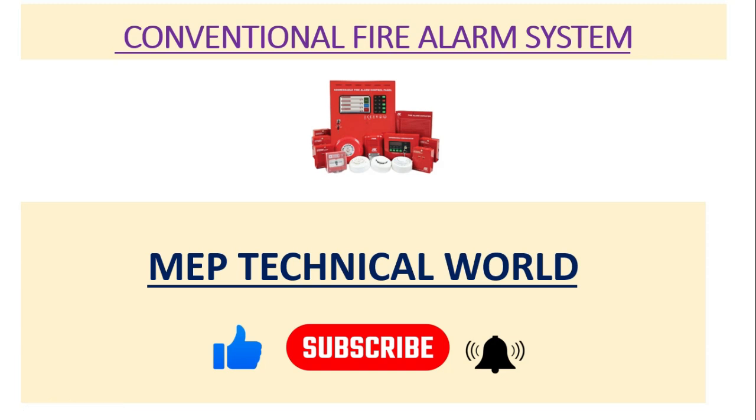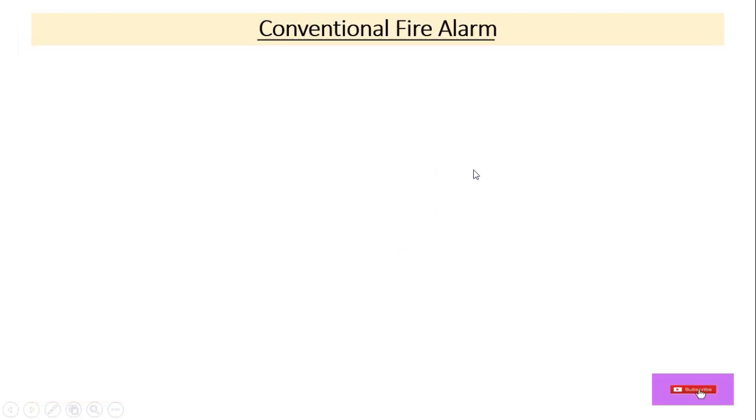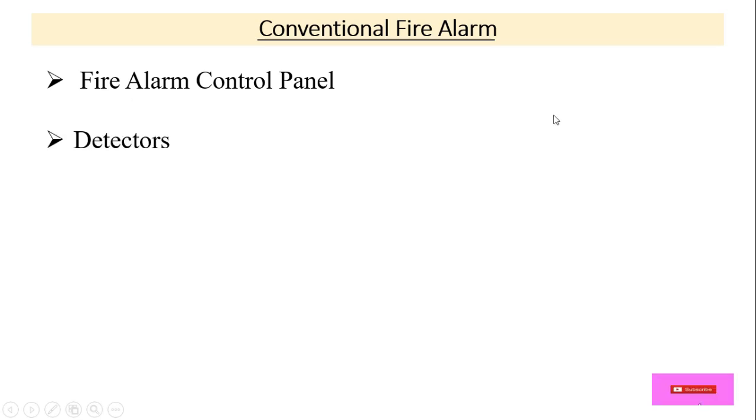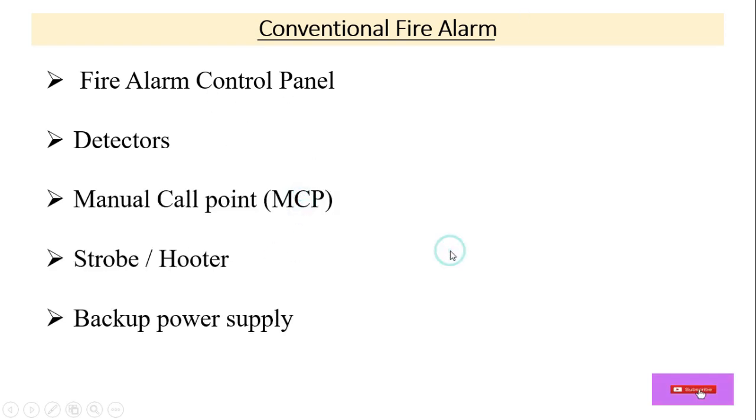So let's get started. What is a conventional fire alarm system? In the previous video we already discussed the basics of fire alarm systems, so in this video we will only focus on conventional fire alarm systems. These are the major components: the fire alarm control panel, detectors, manual call points, strobes, and backup power supplies.